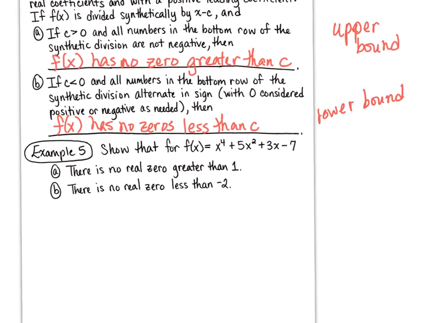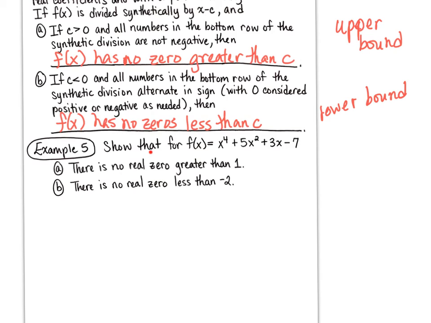So now let's go through an example. We're going to show that for f of x equals x to the 4th plus 5x squared plus 3x minus 7, there is no real zero greater than 1. Then we're going to show that there is no real zero less than negative 2. Here, what do you expect to see in the synthetic division for part A in the bottom row? They're all positive. Good. So let's verify that.